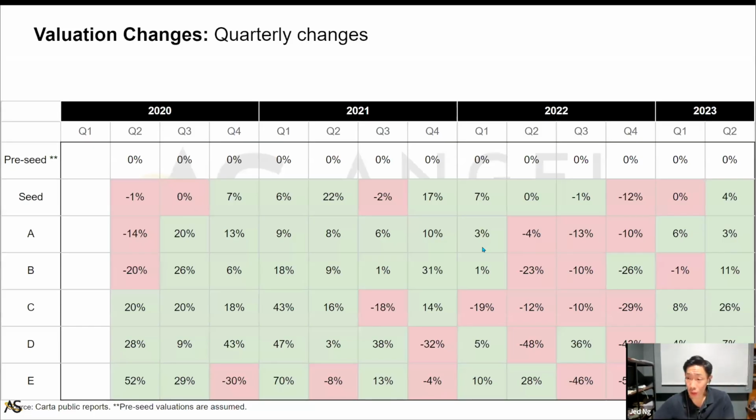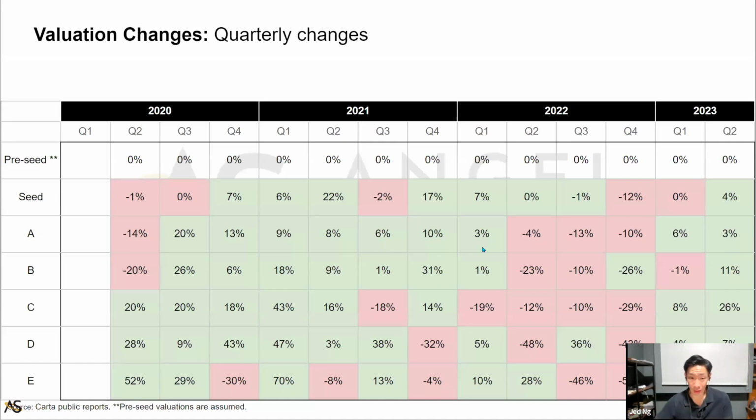Now, another look at this data looks like this. This chart reflects quarter by quarter the same data set, but I'm representing the changes for each quarter across each row in percentages. If you look across the rows from seed stage, Series A, B, C, D, E onwards, you can see by quarter which time periods the valuation went up and which quarters they went down.